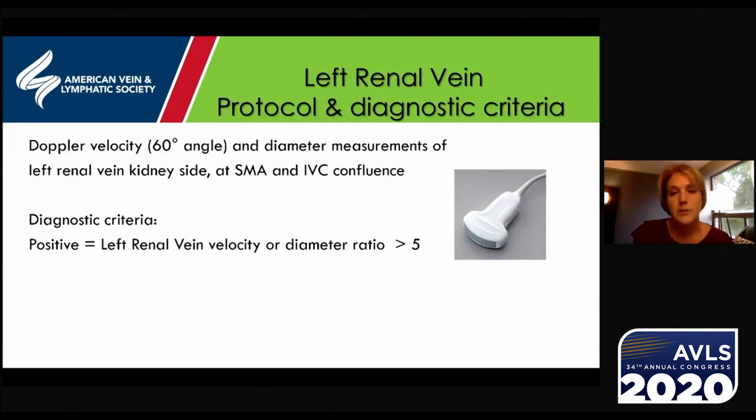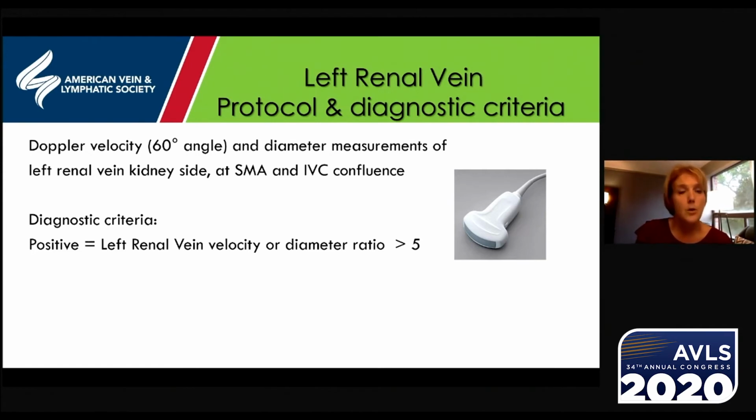So, diagnostic criteria and protocol for left renal vein assessment. We're going to get Doppler velocities and diameter measurements at the following points. At the left renal vein on the kidney side, or what I like to refer to as peripherally, at the level of the SMA or suspected compression, and also at the IVC confluence. And it's important to get that third IVC confluence measurement because of what Mariah mentioned about the possibility of stretching versus an actual extrinsic compression.